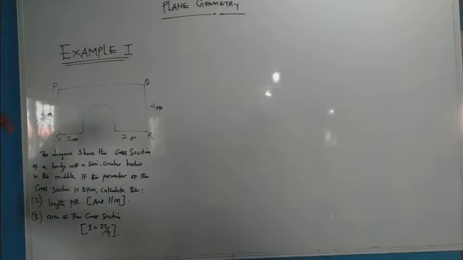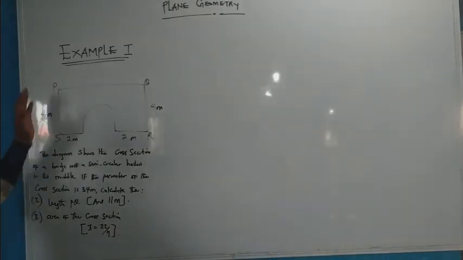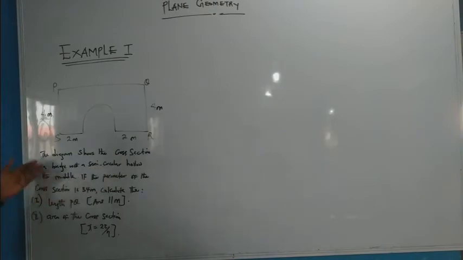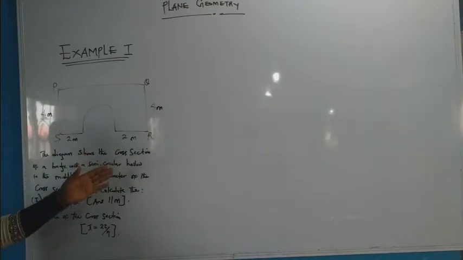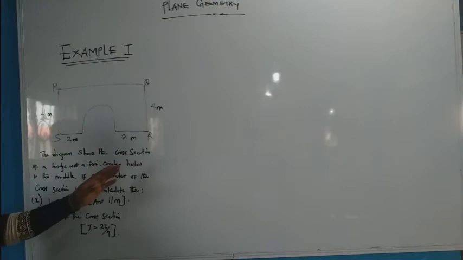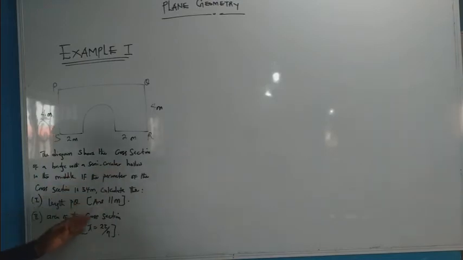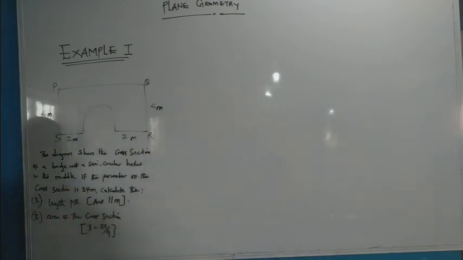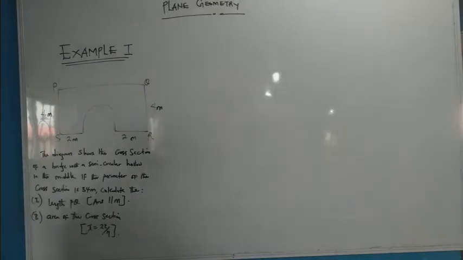Alright, so this is another question on plane geometry. What we have here is the diagram that shows the cross-section of a bridge with a semicircular hollow in the middle. Now if the perimeter of the cross-section is 34 meters, calculate the length of PQ. We have the answer to be 11 meters. Let's see if truly the answer is 11 meters.